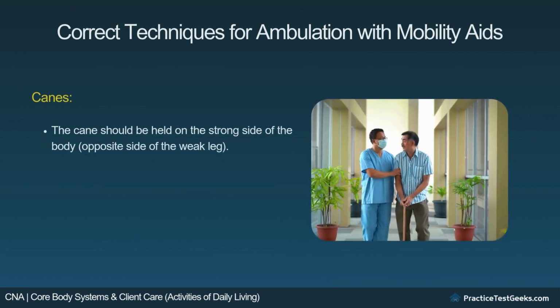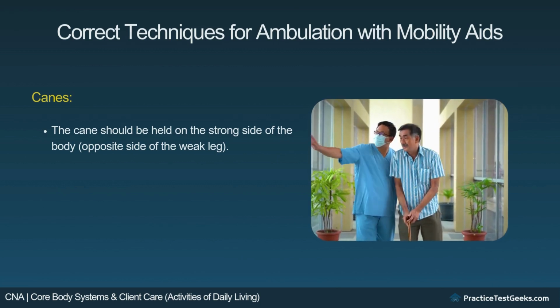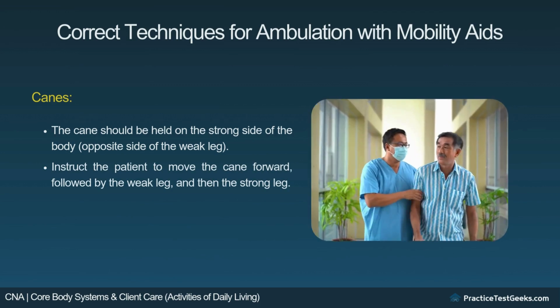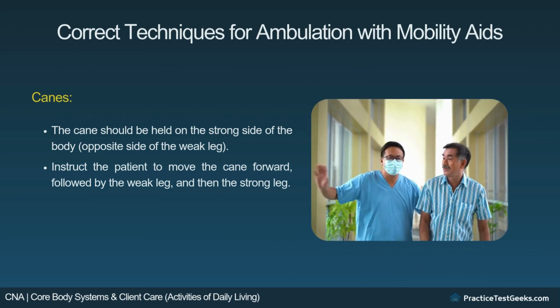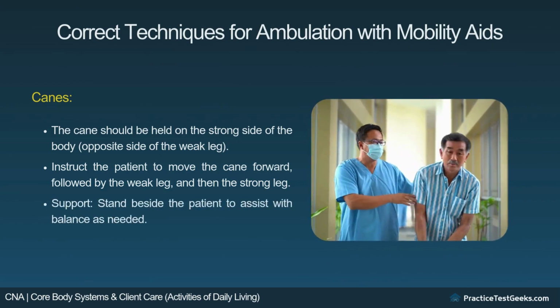Canes. The cane should be held on the strong side of the body, opposite side of the weak leg. Instruct the patient to move the cane forward, followed by the weak leg, and then the strong leg. Support. Stand beside the patient to assist with balance as needed.